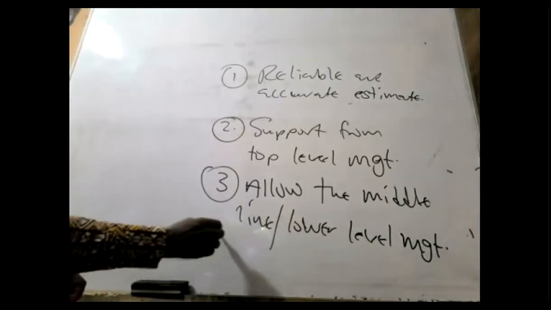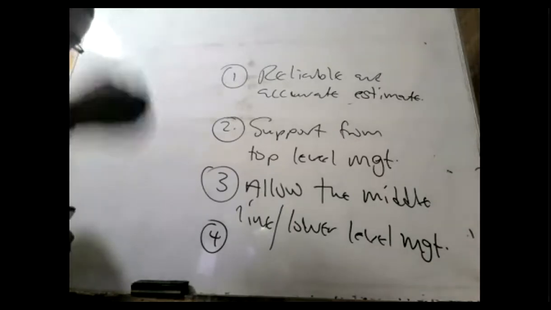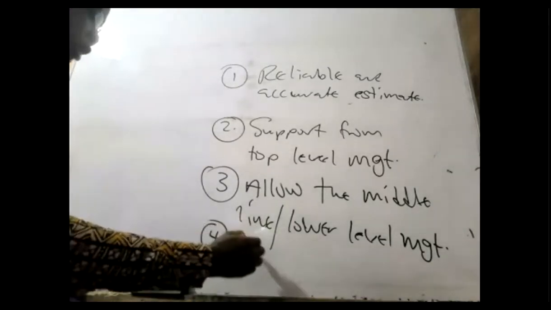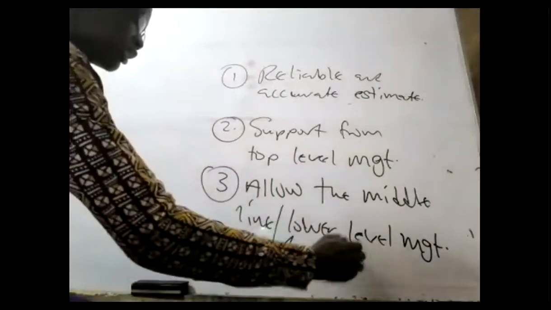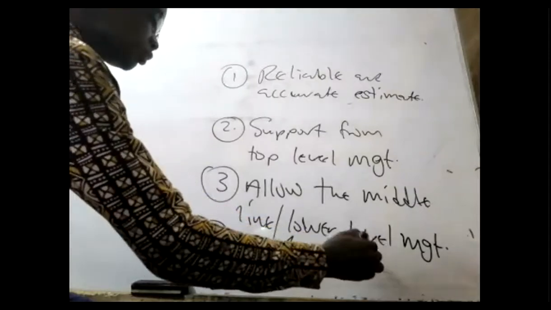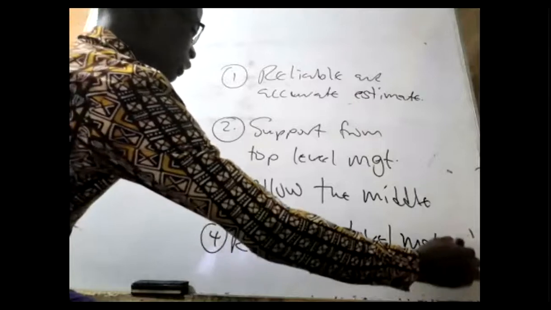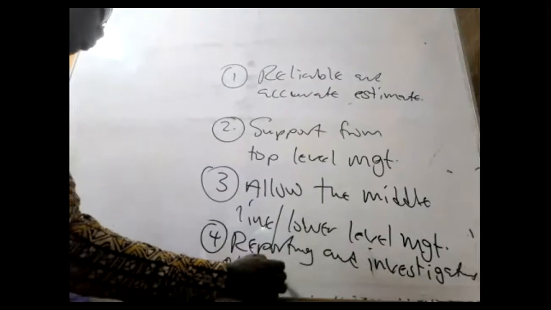Now, for the budget to be effective, tell the examiner, there must be reporting of variances. Report all variances and investigate. So there must be reporting and investigation of variances.